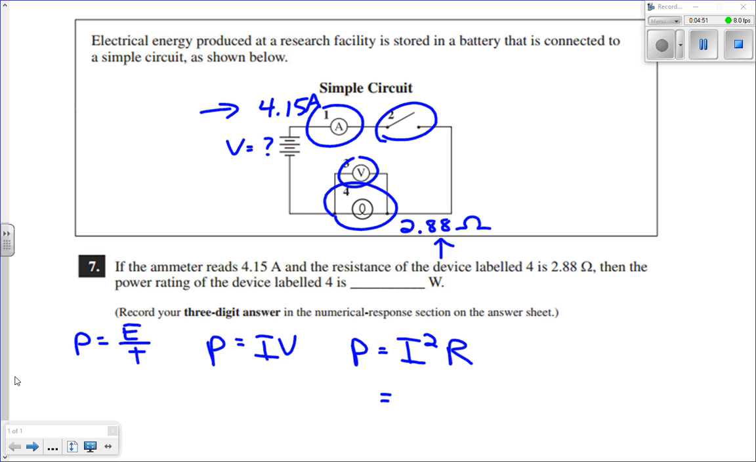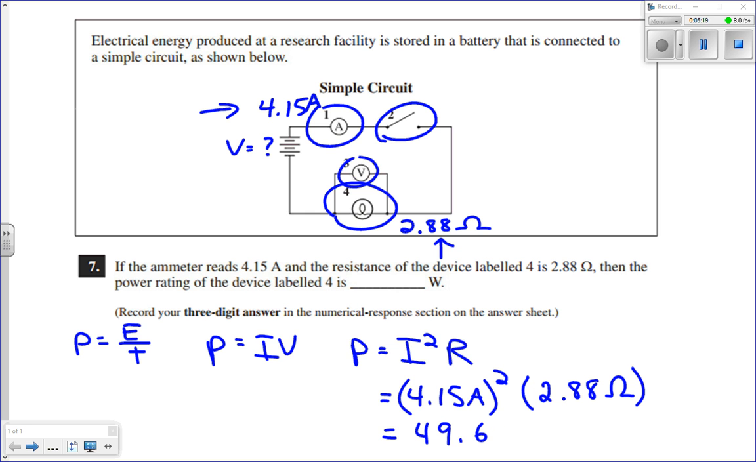So that would be equal to 4.15 amps, and then we square that, and then we multiply that by 2.88 ohms. When we do that, 4.15 squared times 2.88, we end up with the answer of 49.6008. And our unit for that is going to be watts. The unit for power is watts when we're using the appropriate units of amps and ohms.